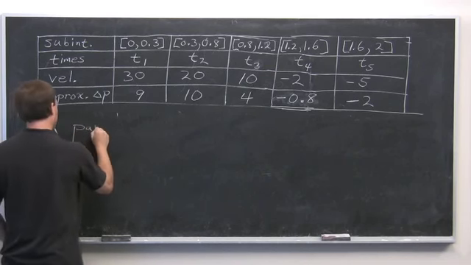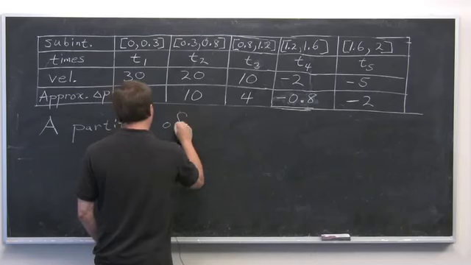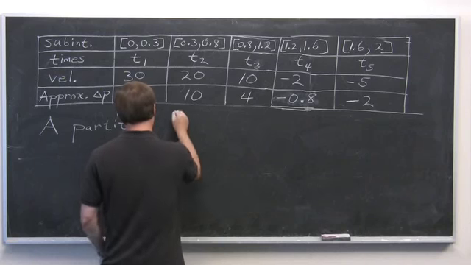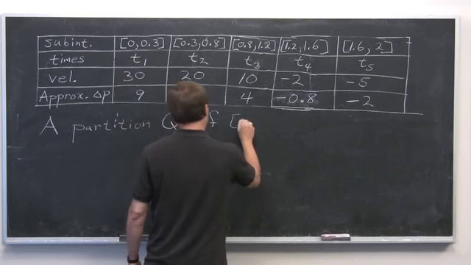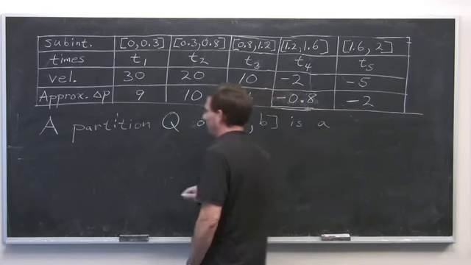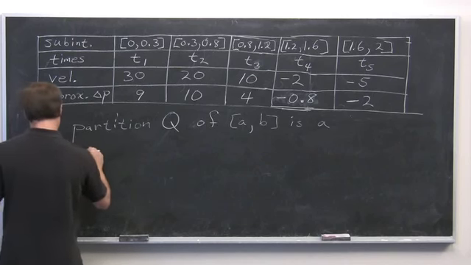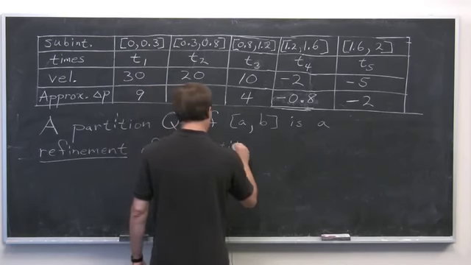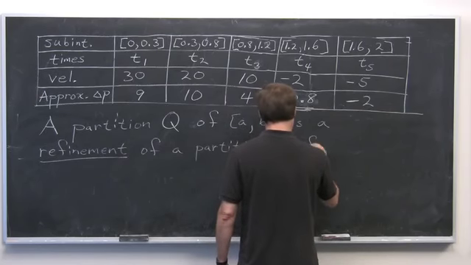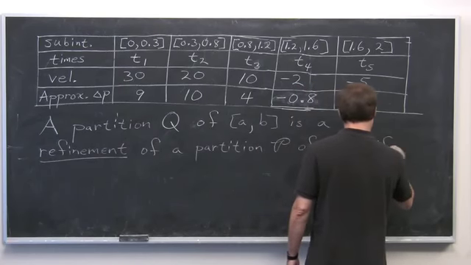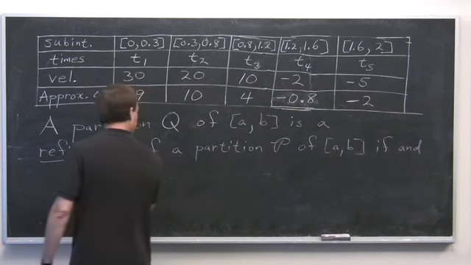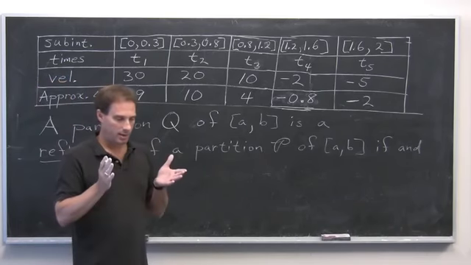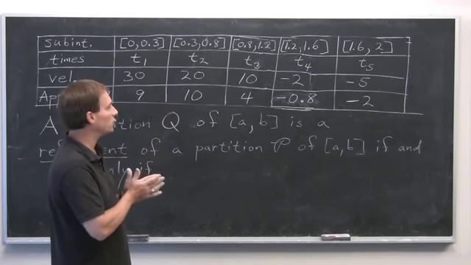So a partition Q of AB is a refinement of a partition P of AB if and only if, well, what we want is that Q was created by subdividing the intervals that you already had.